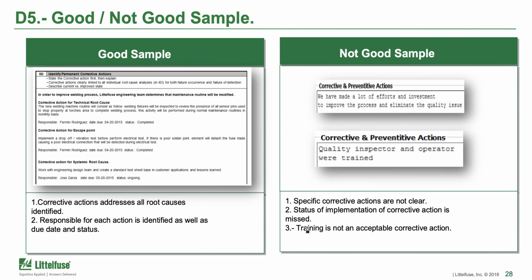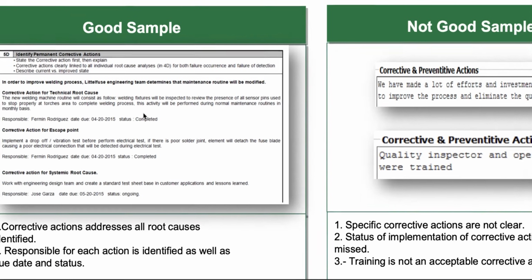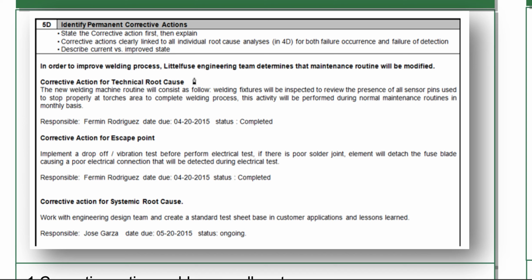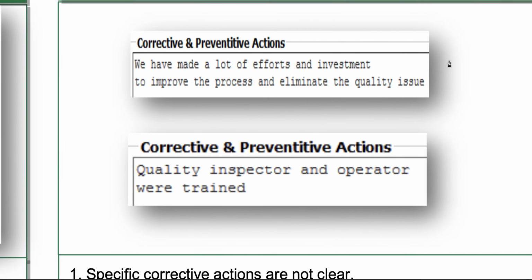Good sample and bad sample. As you see in the good sample, there are different corrective actions planned for technical root cause, escape point, and systemic root cause. This is a best practice. On the not good sample, no need to explain, I guess, because everything is wrong actually.